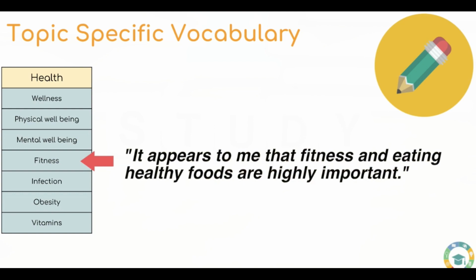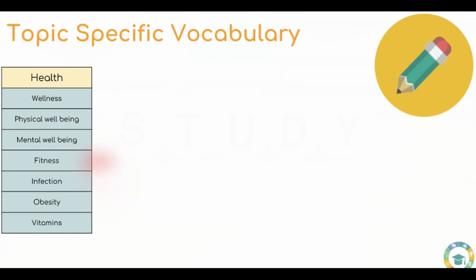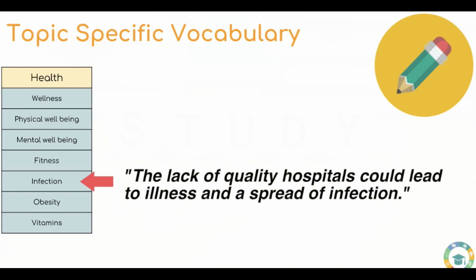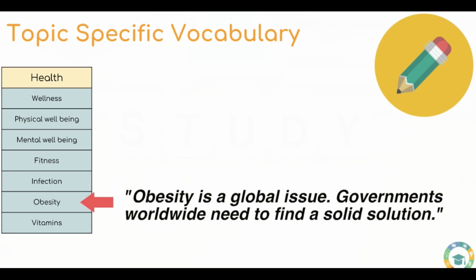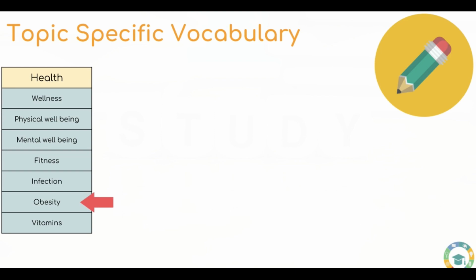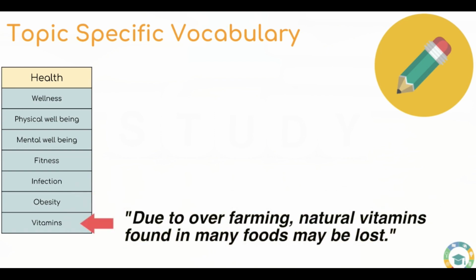It appears to me that fitness and eating healthy foods are highly important. The lack of quality hospitals could lead to illness and a spread of infection. Obesity is a global issue. Governments worldwide need to find a solid solution. Due to over-farming, natural vitamins found in many foods may be lost.